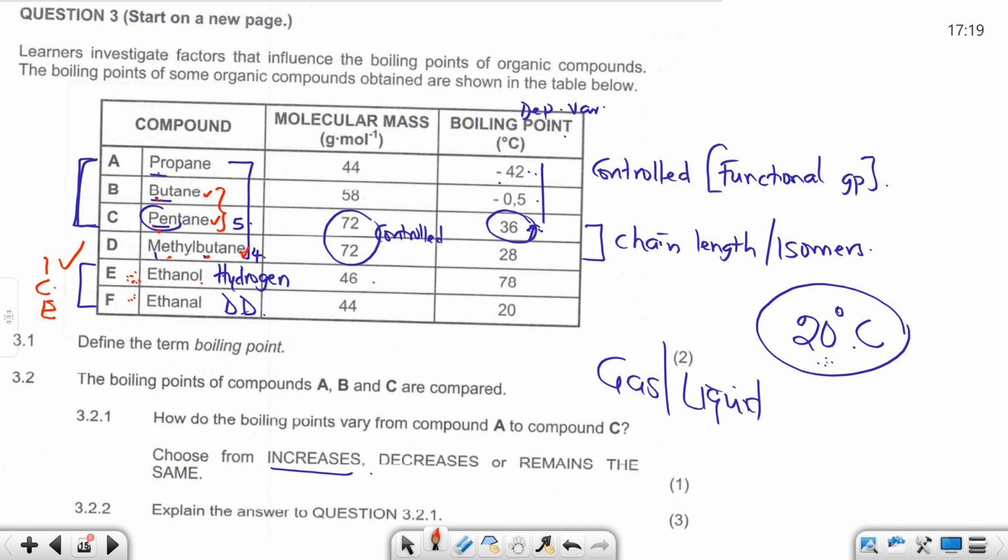Can we compare? Hydrogen bond in E is stronger than the dipole in F. More energy is required to overcome the intermolecular force. We don't break the force. Forces, we overcome forces. We're talking about intermolecular what? Force. We overcome intermolecular force. All right. Therefore, then you make your conclusion.